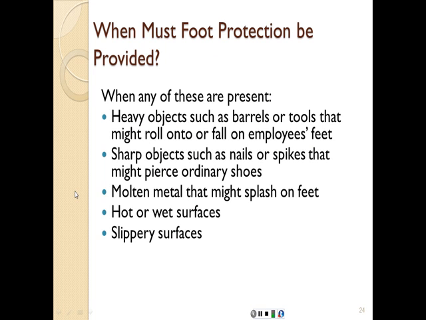When must it be provided? When any of these are present. Heavy objects such as barrels or tools that might roll onto or fall on employees' feet. Sharp objects such as nails or spikes that might pierce ordinary shoes, and these are quite abundant on construction sites. Molten metal that might splash on feet. Hot or wet surfaces, and slippery surfaces. Any one of these would require a certain kind of foot protection.